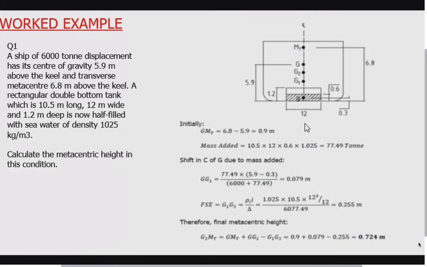Then from there we know that this whole thing, shape 2, has a center of gravity of 5.9. Then if I know this, let me subtract and also know the center of gravity from here to this side. So that is how come we have the 5.9 minus the 0.3.